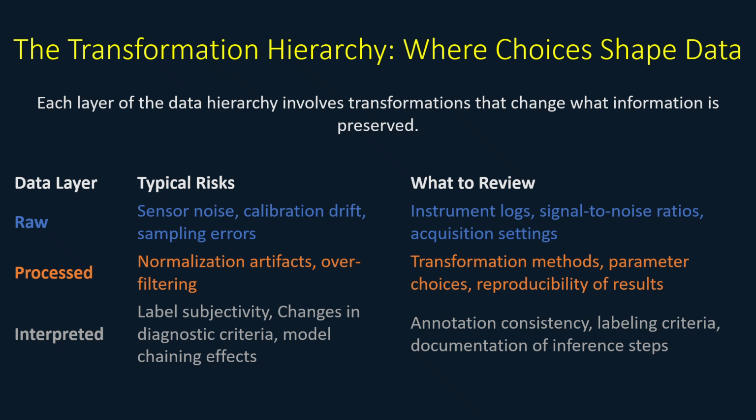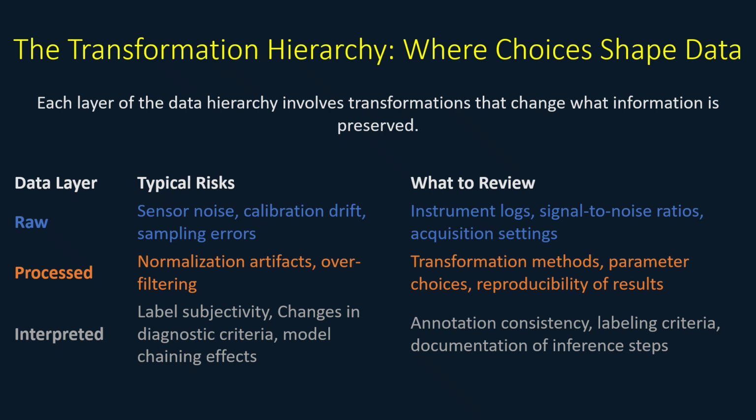Biological data exists in layers, moving progressively farther away from the original measurement. At the bottom, you have raw instrument output, say FASTQ files from DNA sequencers, raw TIFF images from microscopes, or spectral data from mass spectrometers. These files are large, noisy, and highly instrument specific.